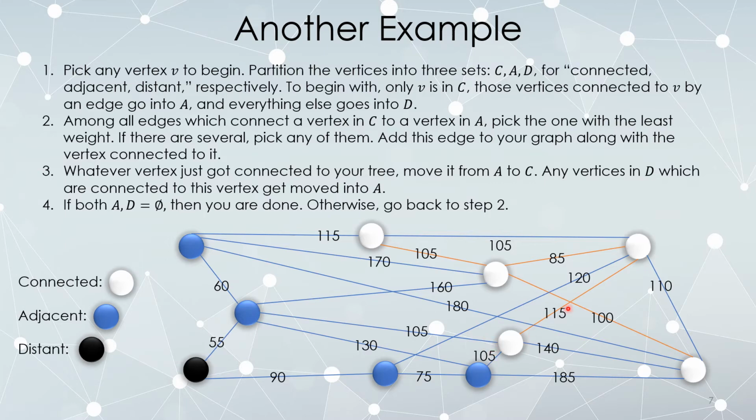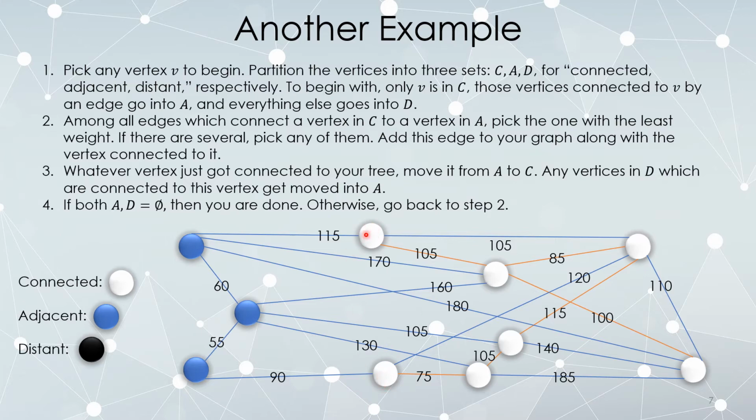It looks like now I've got some 105s coming out. Okay. Earlier I picked this 115, so I know nothing cheaper than 115 comes out of any of the vertices I used to have. My new vertex has two 105s coming out of it, so let's go ahead and take that one. Okay, so we'll take this short little 105. This is now connected. Doesn't actually change what's adjacent, but now this 75 is an option, so take it.